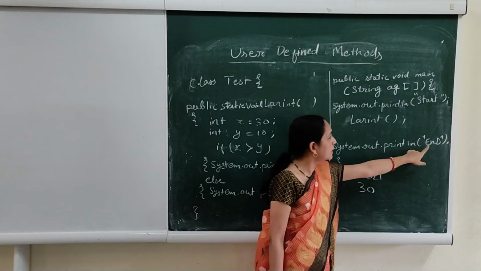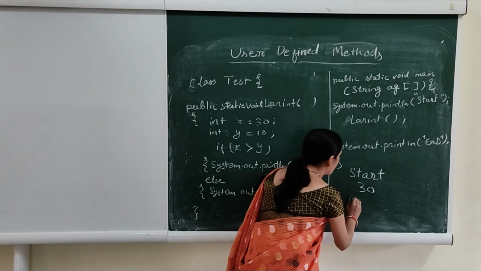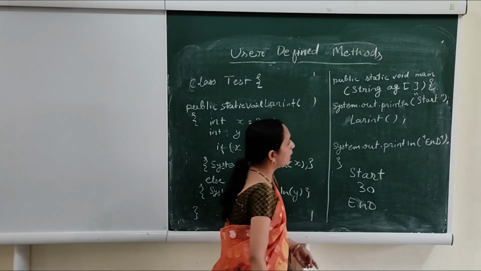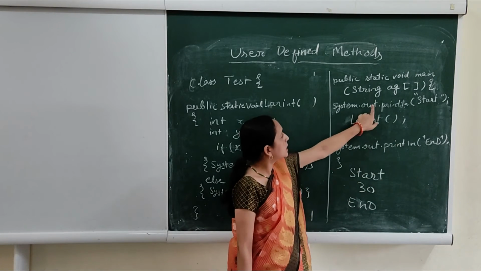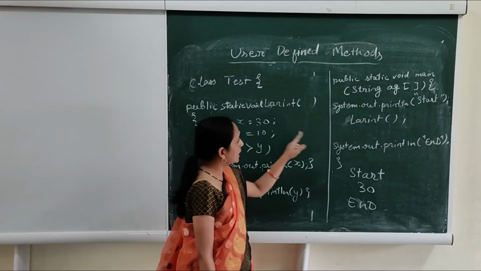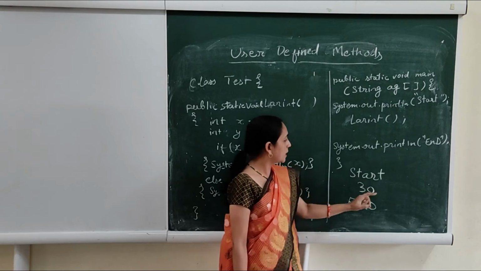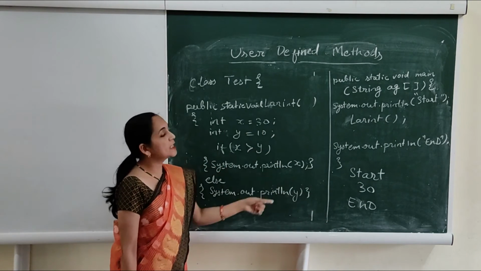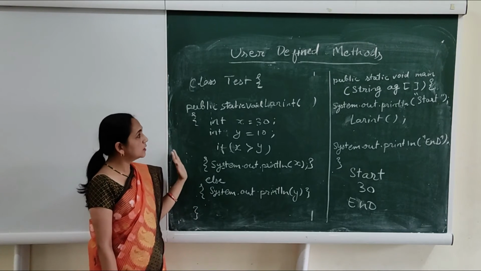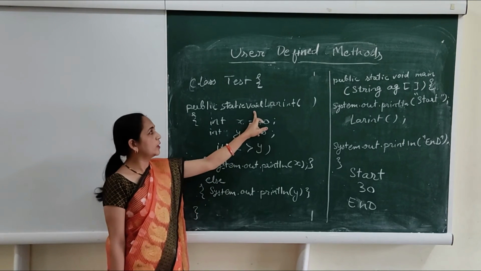This is system.out.print, and we are printing a message, so it will print "and". Okay, so same, it will print first, then it will execute the function definition from here, and then finally again it will come back here, and then it will execute this statement. So this will be the output of this program. So here you have learned about the method which is not accepting any value and not returning any value.